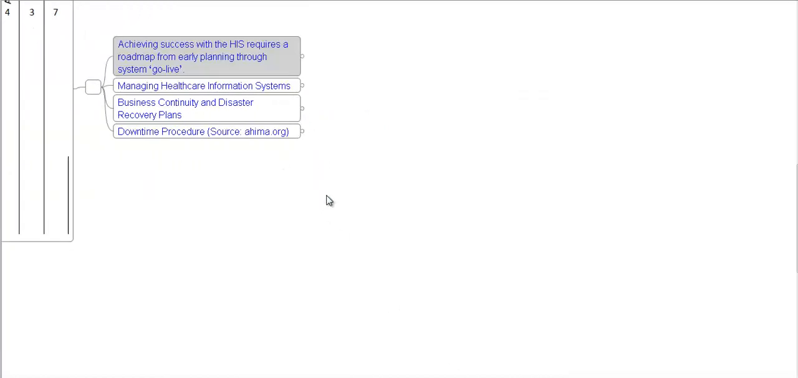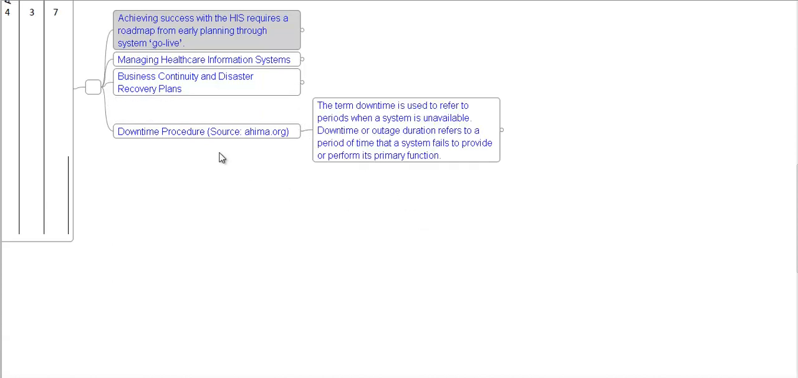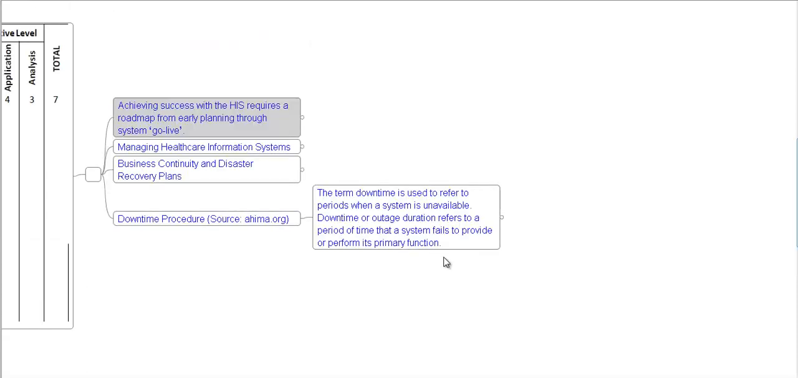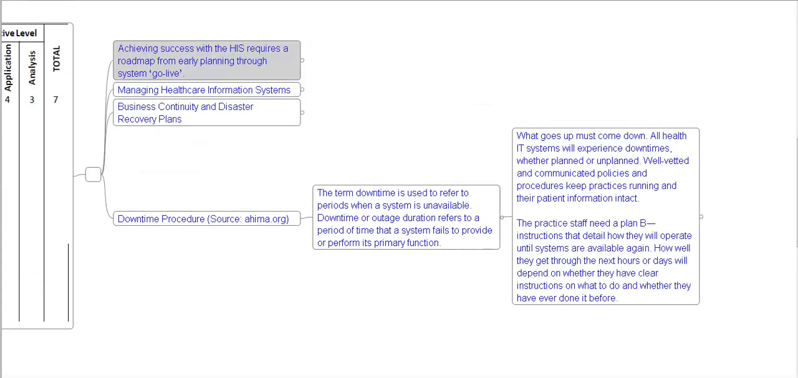Now we'll explore downtime procedures. I have taken this information from this source, ahima.org. The term downtime is used to refer to a period when a system is unavailable. Downtime or outage duration refers to a period of time that a system fails to provide or perform its primary function.